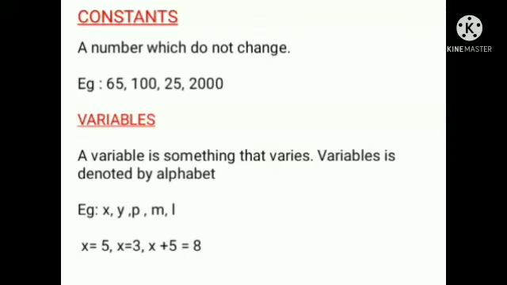Okay. Then, what is a variable? A variable is something that varies. Variables are denoted by alphabets, any alphabet from A to Z. For example, X, Y, P, M, L. These are all examples of variables because if we put X equal to 5 in one question, we can put X equal to 3 in another question. That means X varies. We can put any value for X. So, here X is a variable.